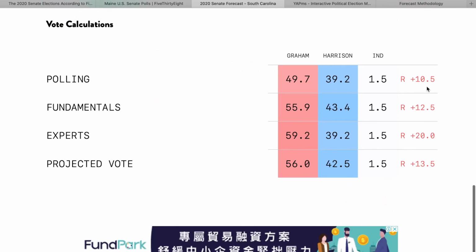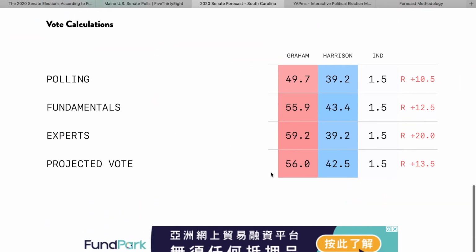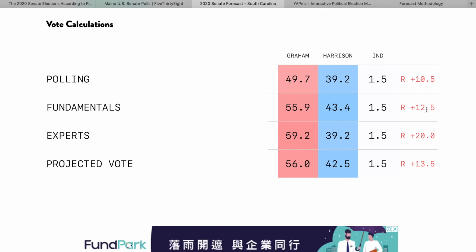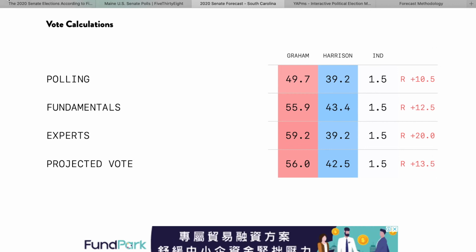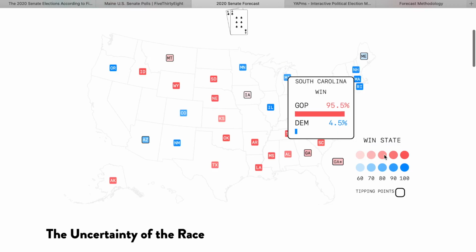And South Carolina, the polls show it being a 10.5 Graham win. The full forecast is a 13.5 win. I think both are reasonable. I expect Lindsey Graham to win in around that range.